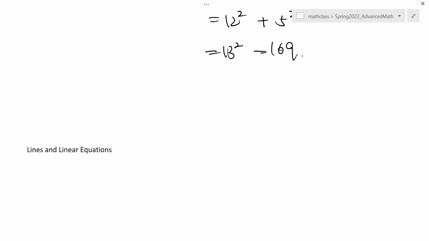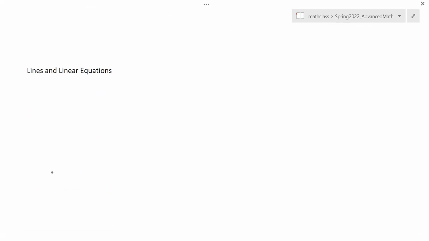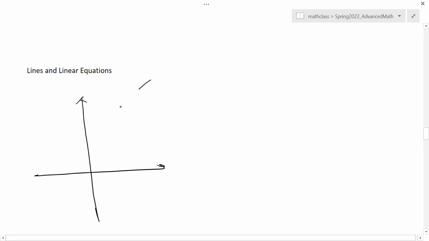Now we're going to focus on lines and linear equations. So how do we describe a line in the space, in the XY plane? Suppose you are given a line, and you take an arbitrary point with coordinates x1, y1, and another arbitrary point with coordinates x2, y2.